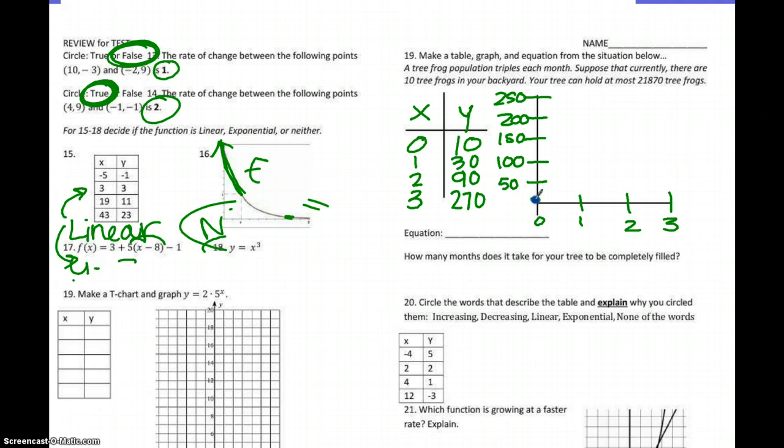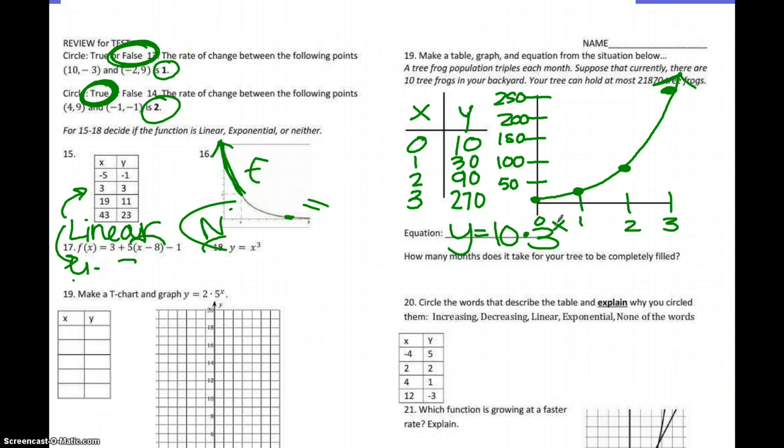So here is 10. 30 is a little bit higher. 90 is just below 100. And then 270 is in between 50, 100, 150, 200, 250. Oh, it's above there. So we're way up here. And notice that this curves, which it should curve if it's tripling. And our equation, y equals our start number or 0 value is 10 times, it's multiplying by 3 every time, to the exponent x.